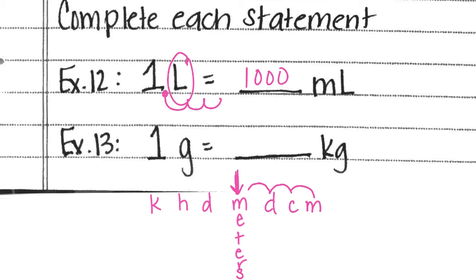All right, now I'm going from grams. Meters can be grams or liters. And I'm going to kilograms. So now I'm moving 1, 2, 3 to the left. So here's my decimal, 1, 2, 3 to the left. So 1 gram is equal to 0.001 kilogram.